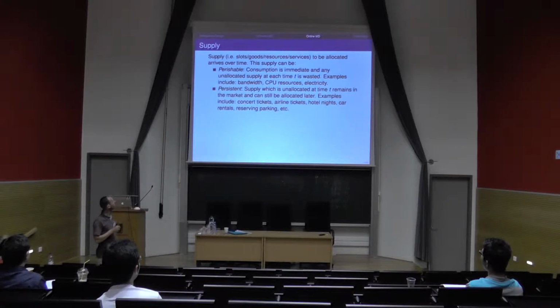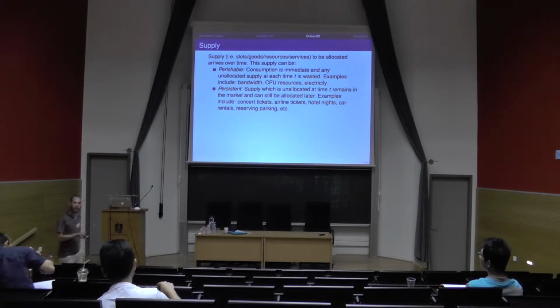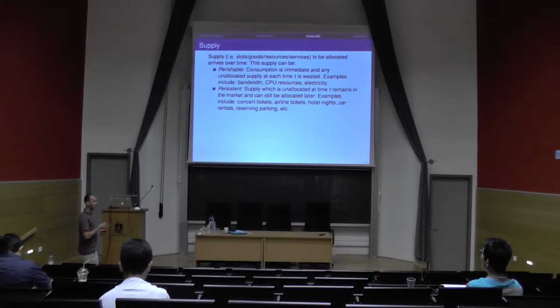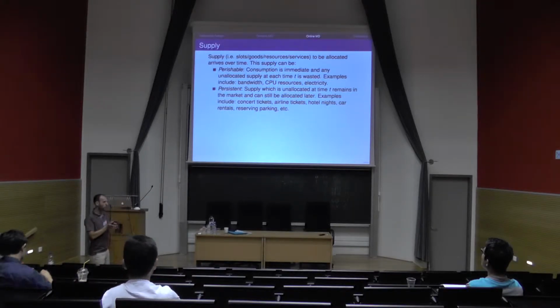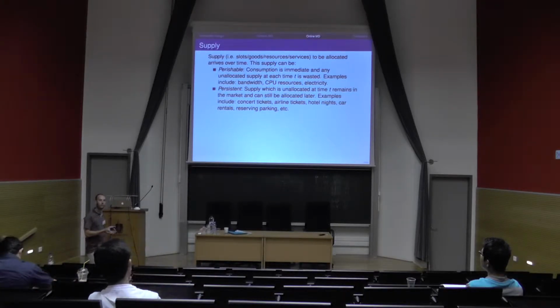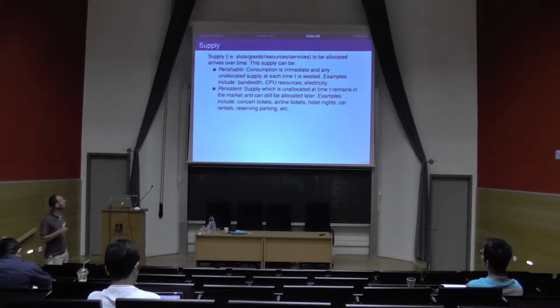So the other kind of application is, for example, if you have computers that are running certain tasks, you want to allocate computational resources to these tasks. If you don't use the CPU time at one time slot, it's going to be wasted. So you can't actually keep it and then allocate it to the second time slot. Okay. So that's the kind of domains we look at. These are called perishable.